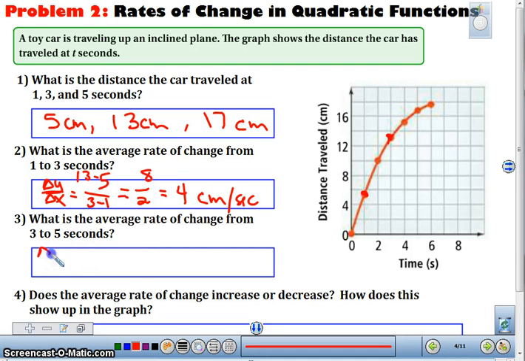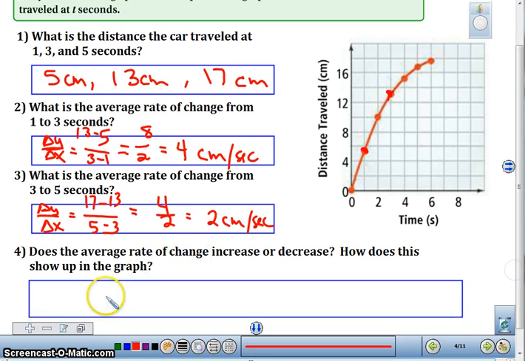So again, change in y divided by change in x. How is my x value changing in seconds? 5 minus 3. At 5 seconds, how high was it? At 5 seconds, it was 17, minus 3 seconds, it was 13. Here I'm going to have 4 divided by 2, which means I have 2 centimeters per second. And the question that we are looking at is, does the average rate of change increase or decrease? And in this case, it is decreasing.